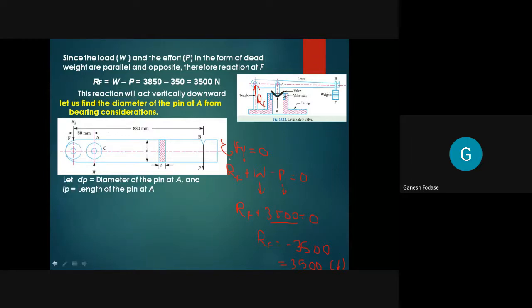Now the dimensions of this pin: DP is the diameter of the pin at A, and LP is the length of the pin at A. You can see this pin is passing throughout. So DP is the diameter of the pin, this one. And of course there is some length inside, in this way.